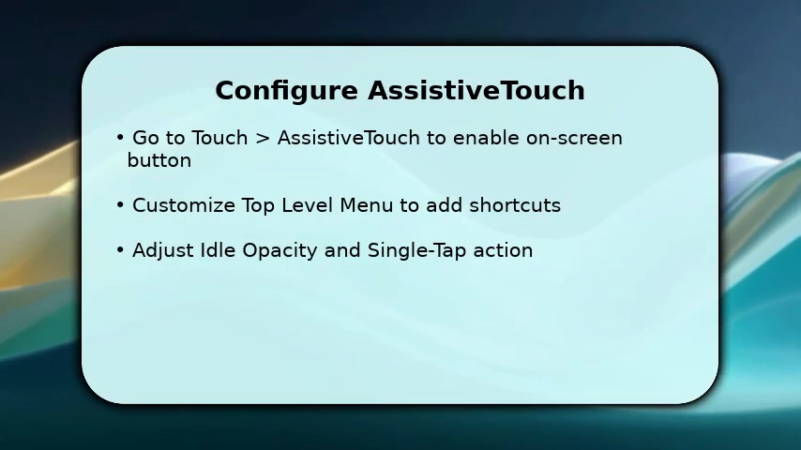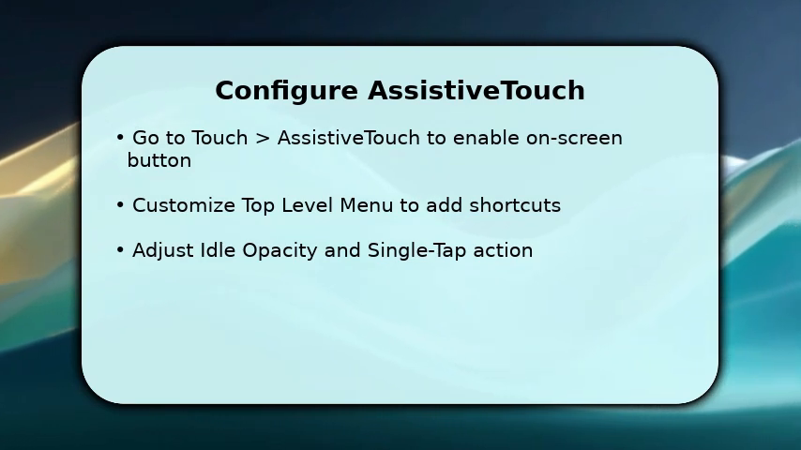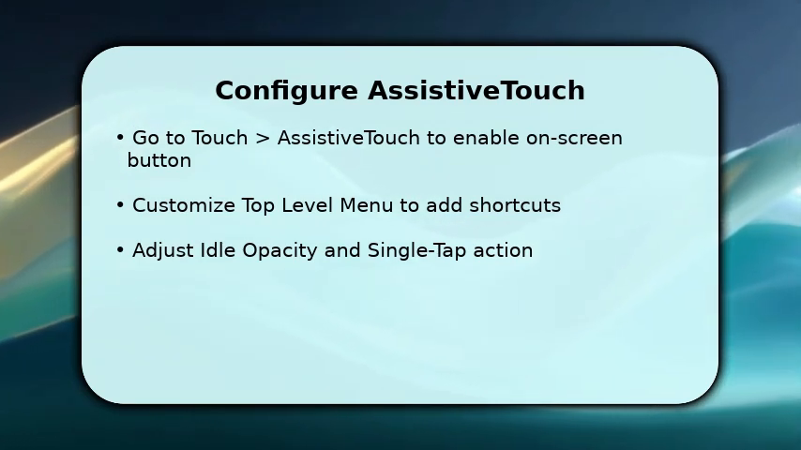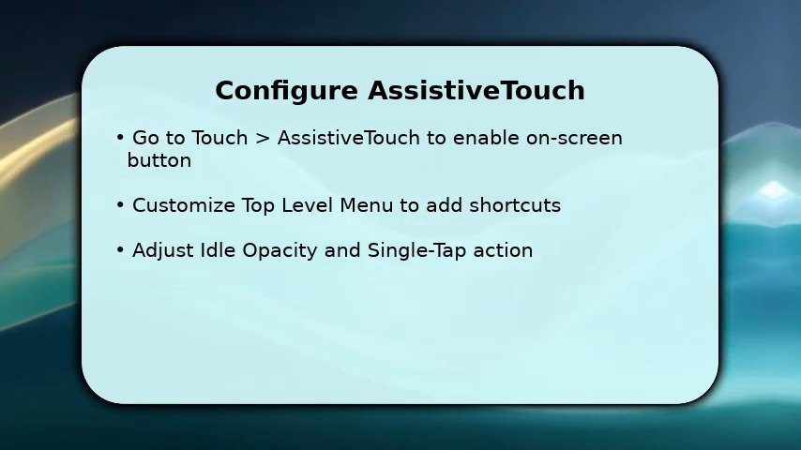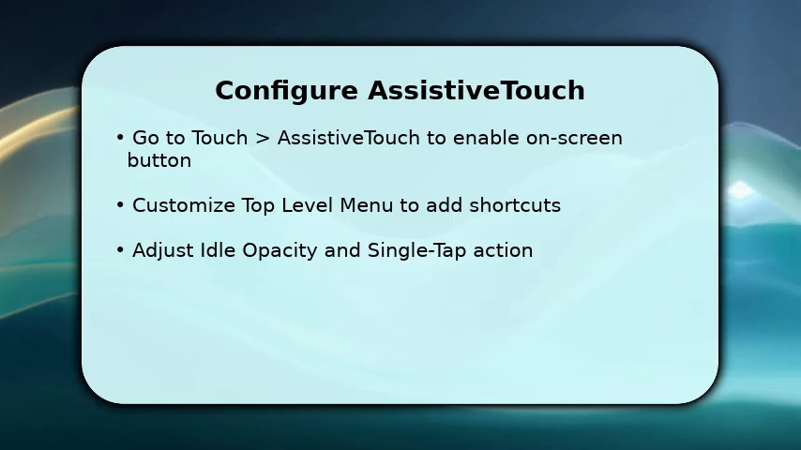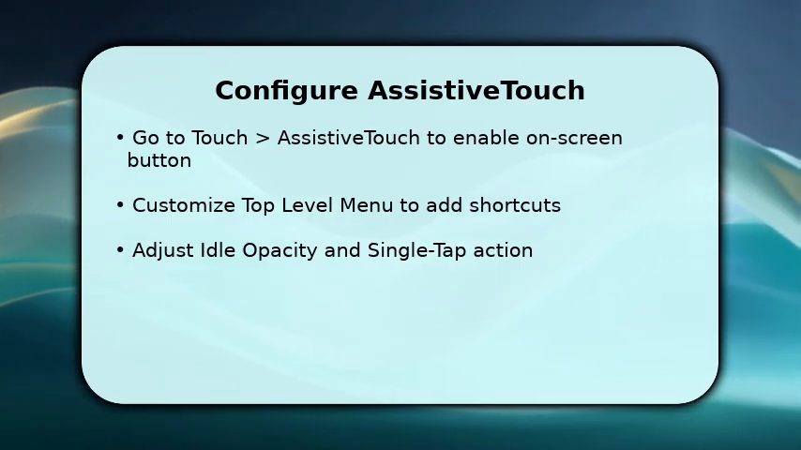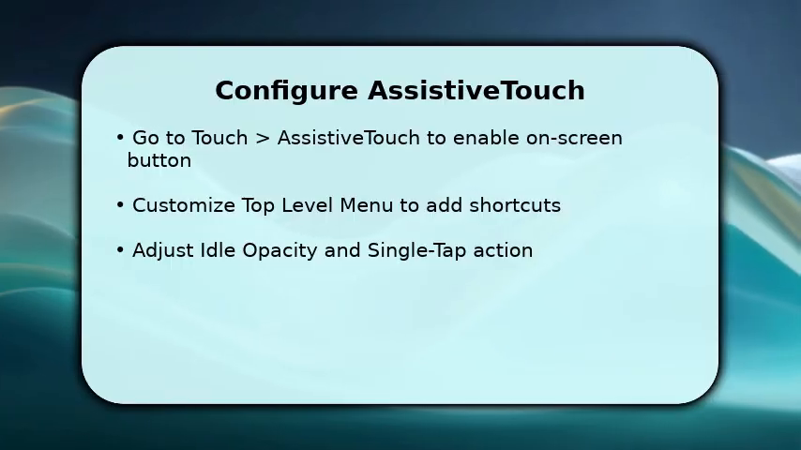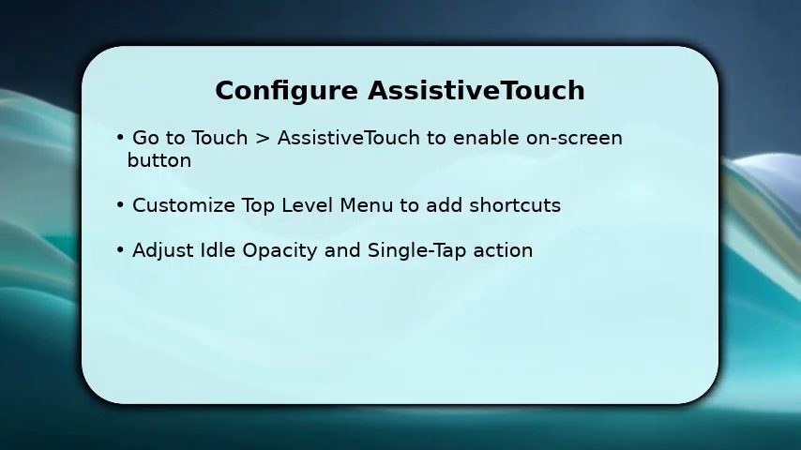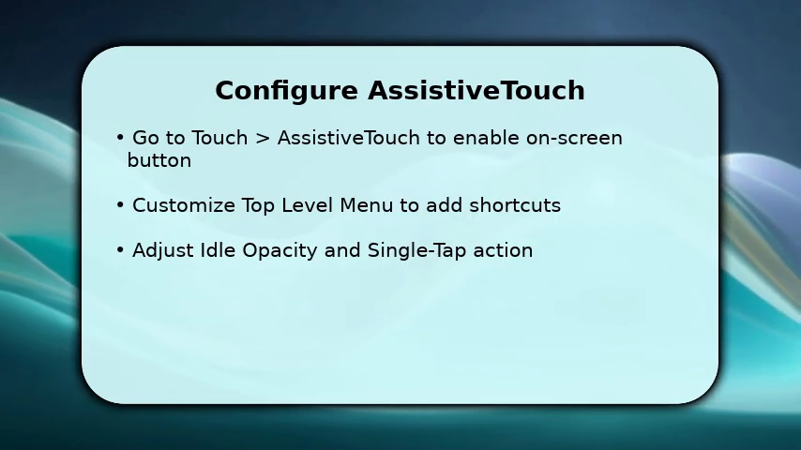Now you'll configure the visible accessibility button using Assistive Touch. Enable Assistive Touch in Accessibility Touch, which places a floating button on your screen. You can move it where it's easiest to reach. Tap Customize Top Level Menu to add actions like Home, Lock Screen, or Custom Gestures, then assign them.